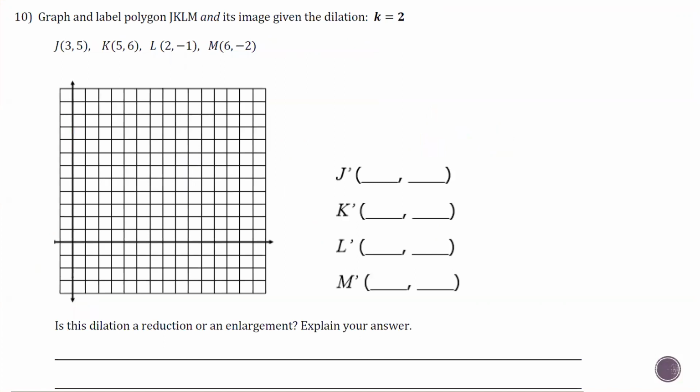And then the last one is referring to what we did yesterday. Graph and label a polygon JKLM and its image given the dilation K equals 2. The first thing I want you to do is graph those 4 points you are given.